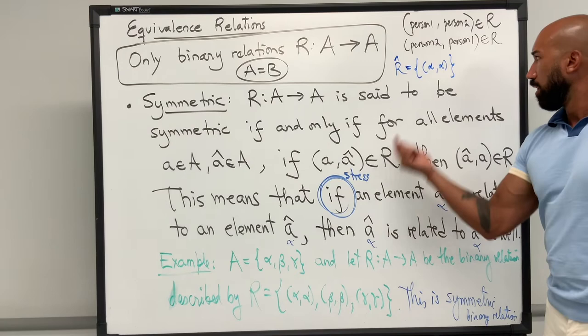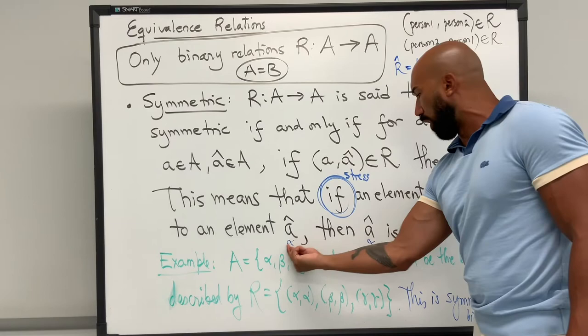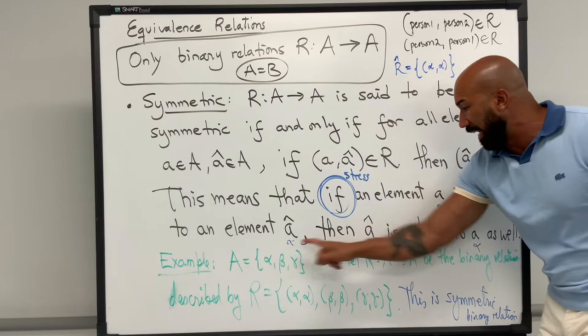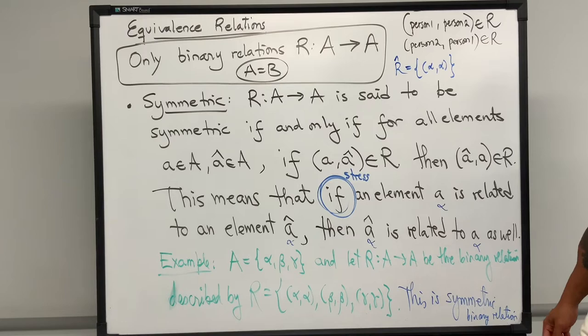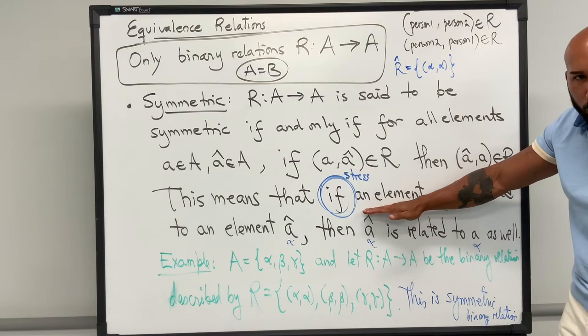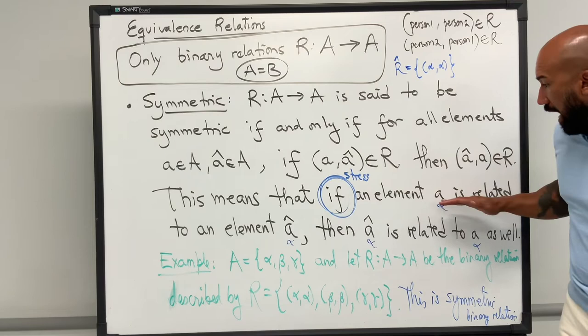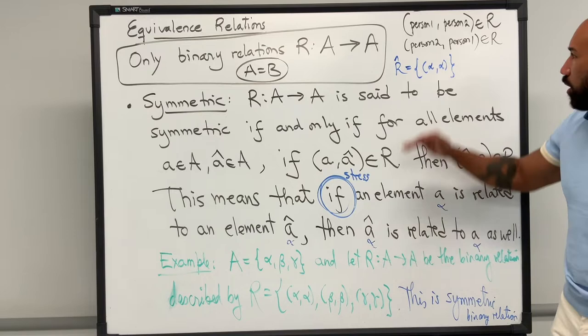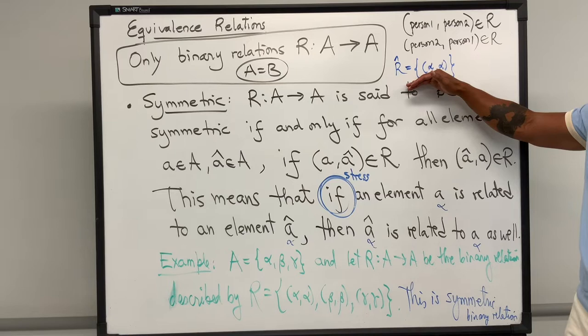Alpha is related to alpha. A is alpha, A hat is alpha. But then A hat, that is alpha, is related to A, that is alpha, so no problem. Okay? And we never enter here again because we don't have any other pair. But nothing here is telling us that we need to enter here 3 times, 20 times. Yes or no? So there is not any other pair, so that's it. Never do we have a contradiction with this. So yes, there are symmetric binary relations consisting exactly of one pair.